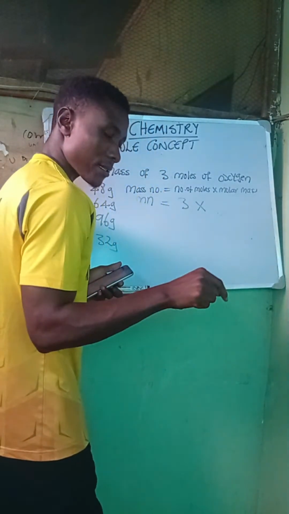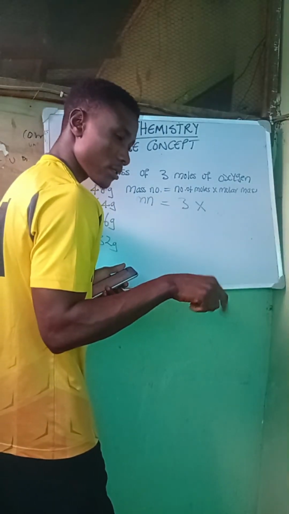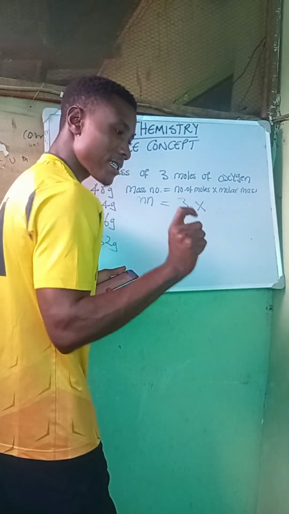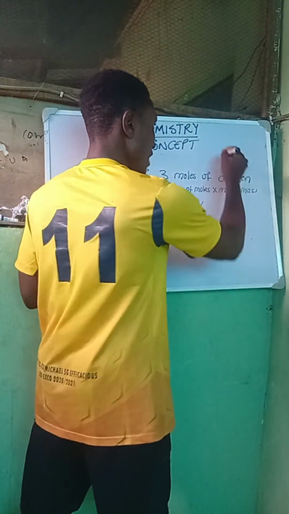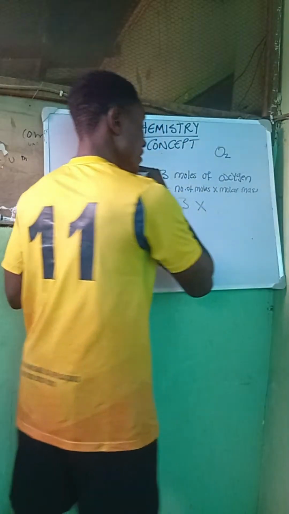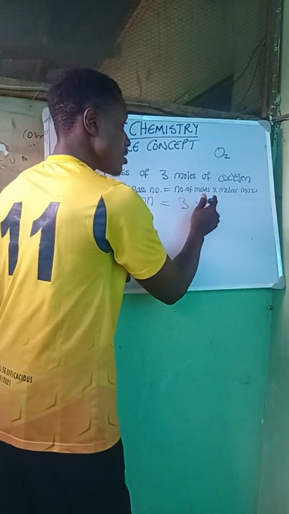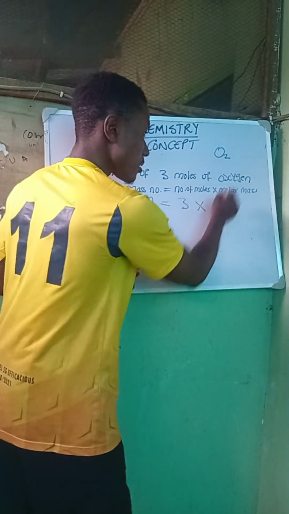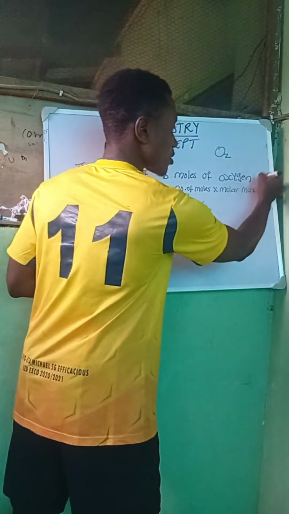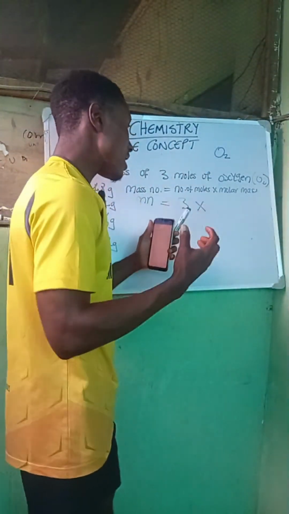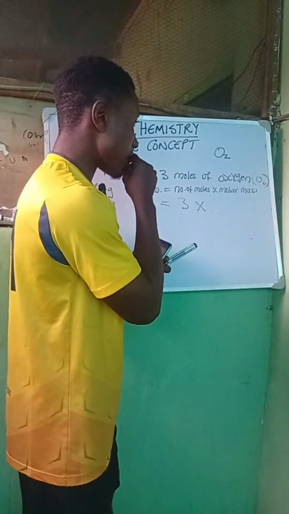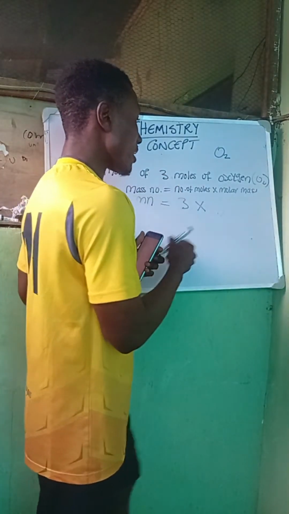The molar mass of oxygen is 16. But the molar mass of oxygen gas, that is O2, right? What you do here, you simply say this is oxygen gas, which is O2. I don't know how you can get this explanation, but it is playing in my head. I'm trying to see how I can put it so that you can easily understand this.